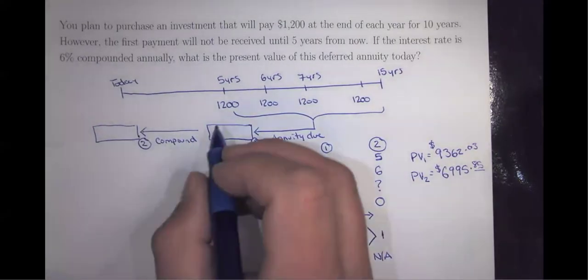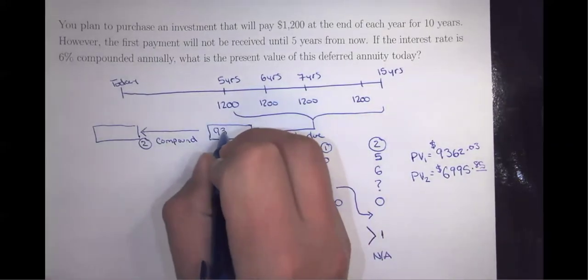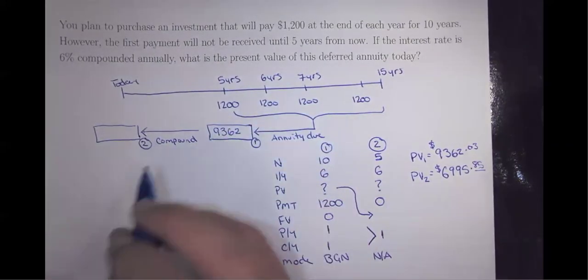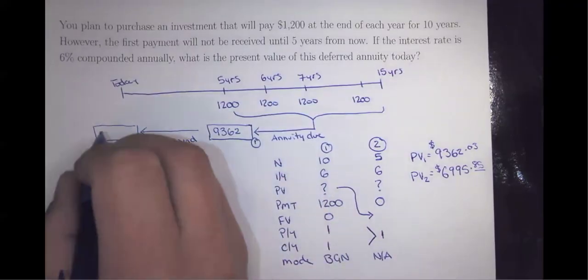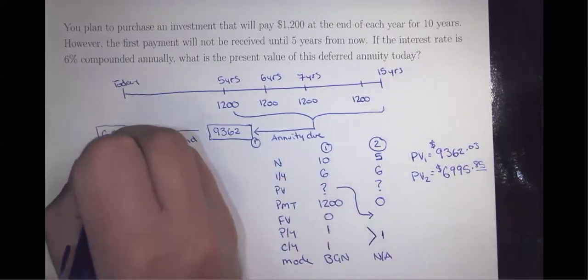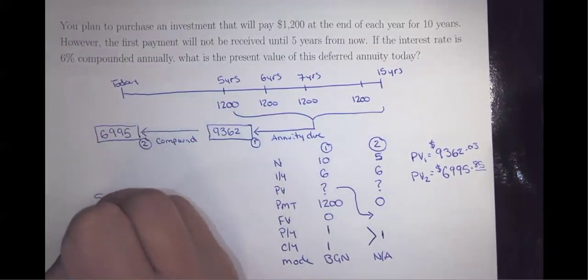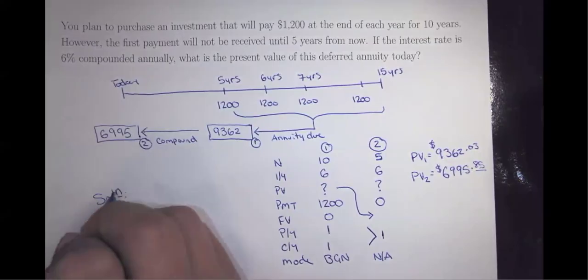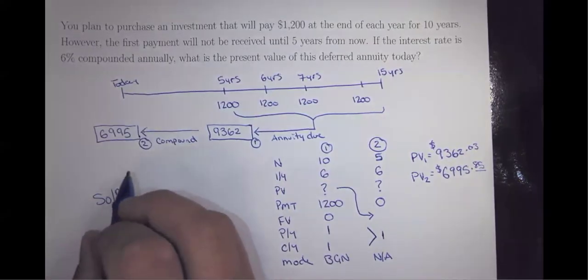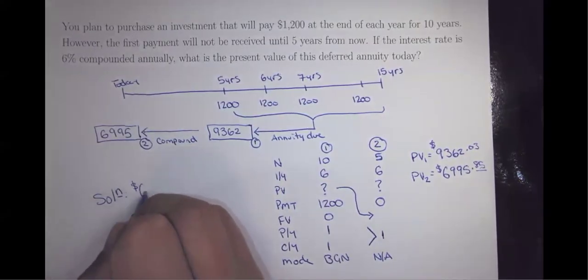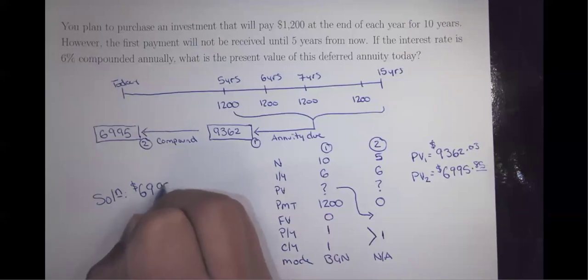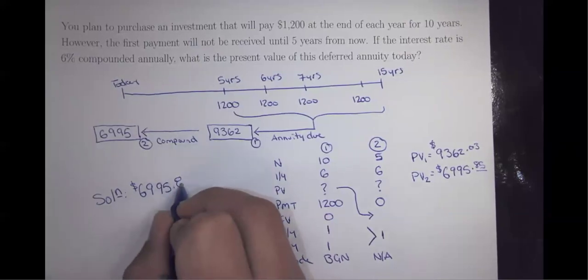So at 5 years, I have that 93.62 in my account. That comes back using compound, and I've got my 69.95 here. So my final solution, what's the value of this deferred annuity today? It is $6,995.85.